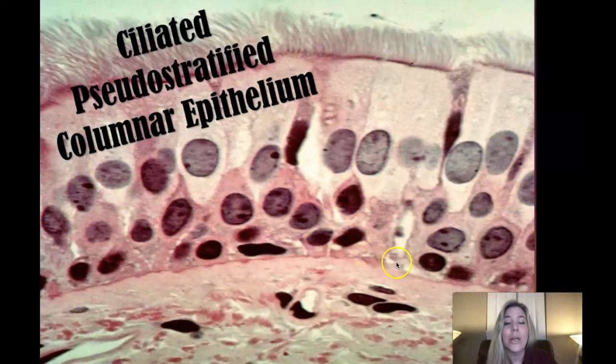So this is called pseudostratified, and they're column shaped, so columnar epithelium. And specifically, because these have cilia at the apical surface, the technical term for this slide, for this tissue, is ciliated pseudostratified columnar epithelium.